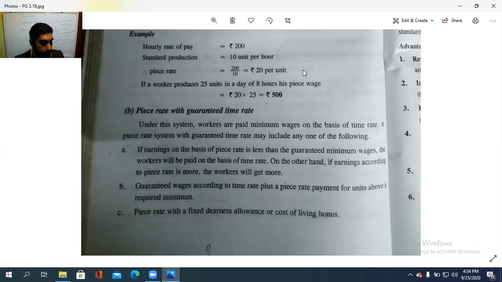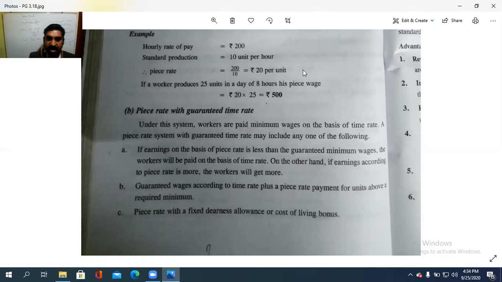On the other hand, if earnings according to the piece rate is more, workers will get more. So a particular limit, a standard, is set. If the workers' productivity is behind that standard, they will get paid based on the time rate. Otherwise, they will get paid based on the piece rate. On the other hand, if the productivity they have achieved is higher, the workers will get more wages.